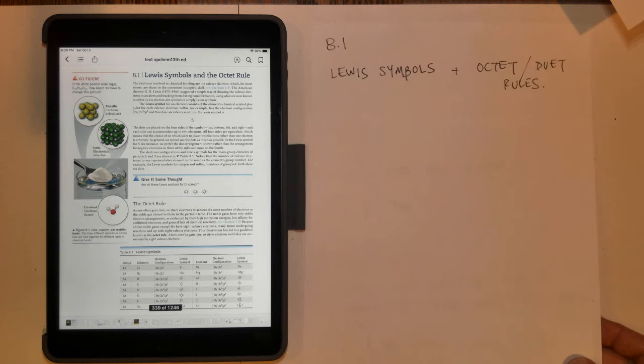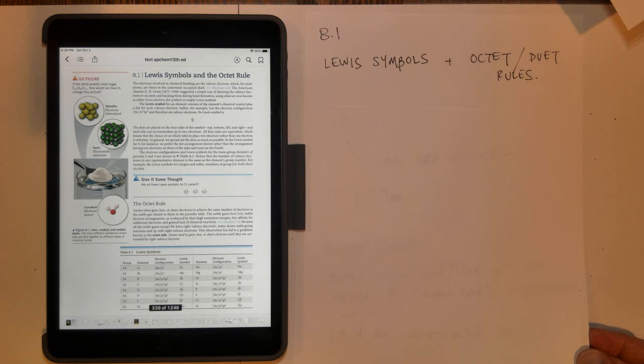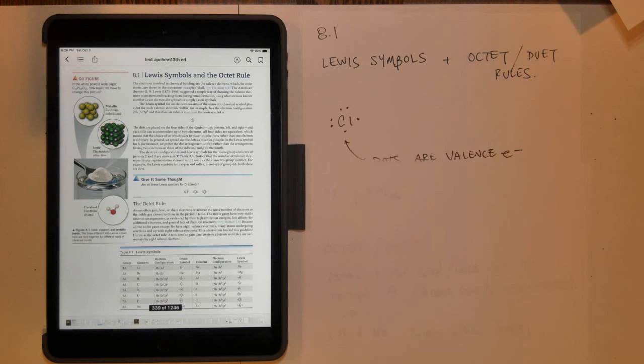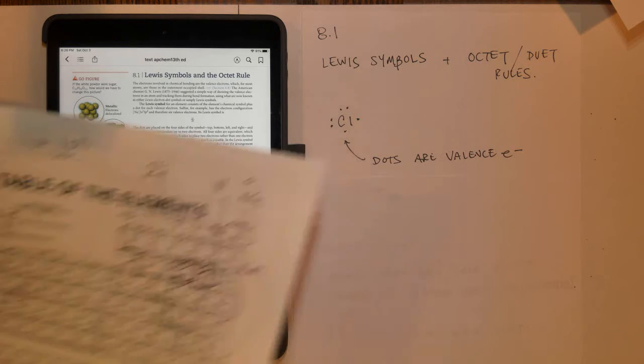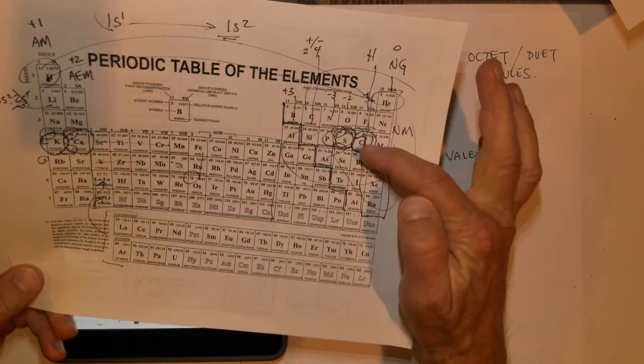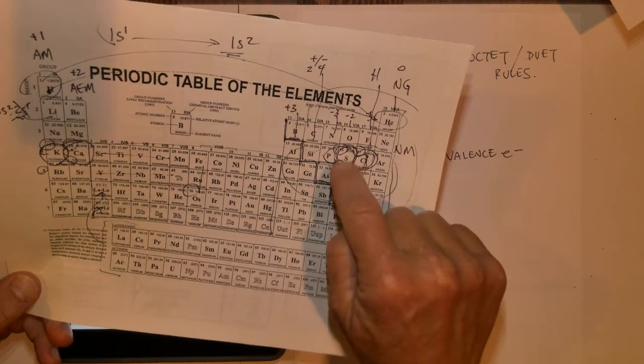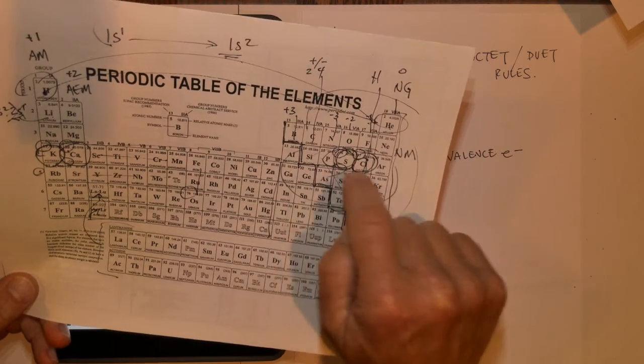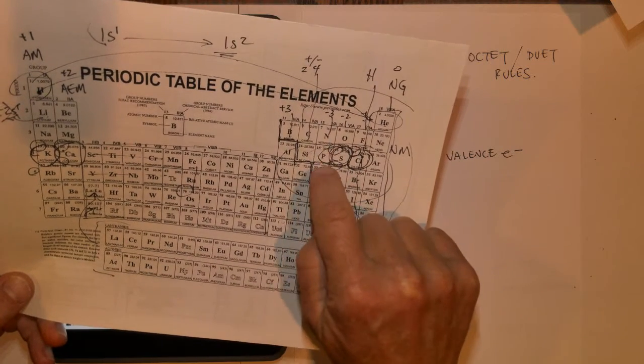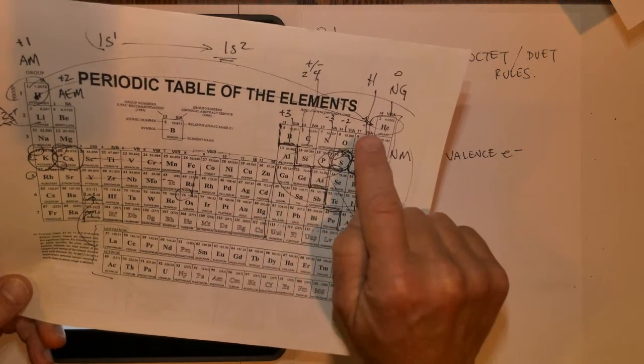And in section 8.1, it's called Lewis symbols and the octet or the duet rules. So Lewis dot structures are the symbol of the element and then dots to indicate its valence electrons. And so I use chlorine as an example right here because chlorine's in group 17. That means chlorine has 7 valence electrons. Remember, group 16 has 6, 15 has 5, 14 has 4, 13 has 3. So this group would have 7. Group 18, of course, would have 8.